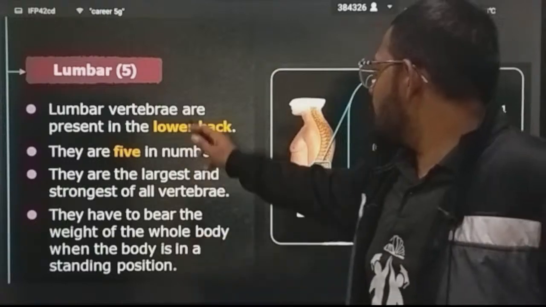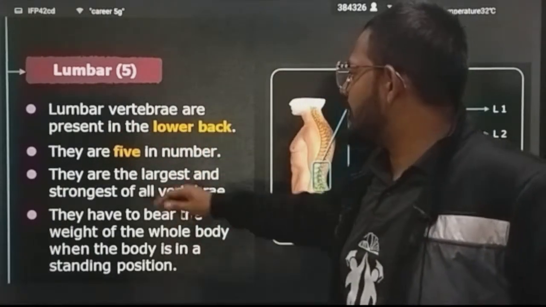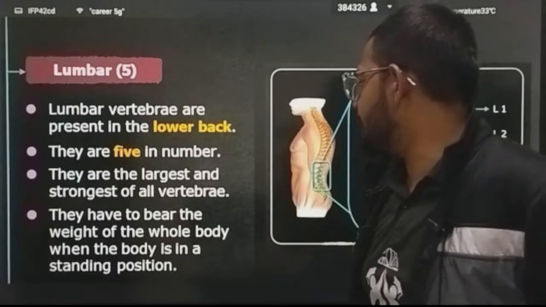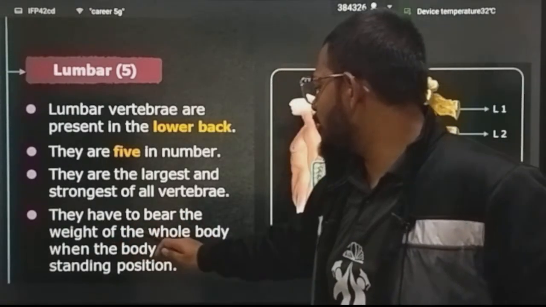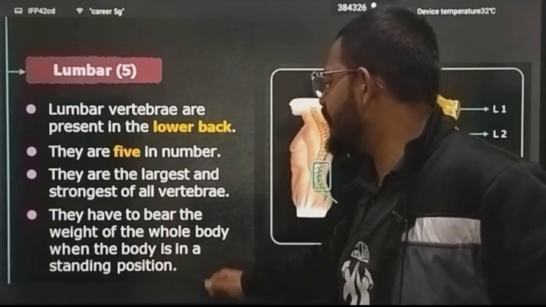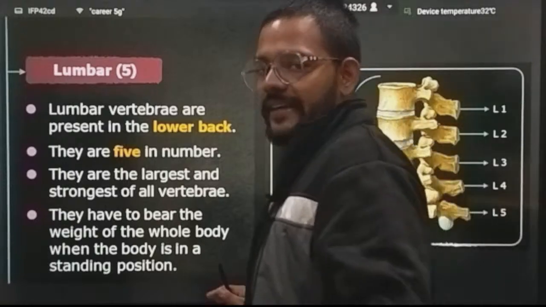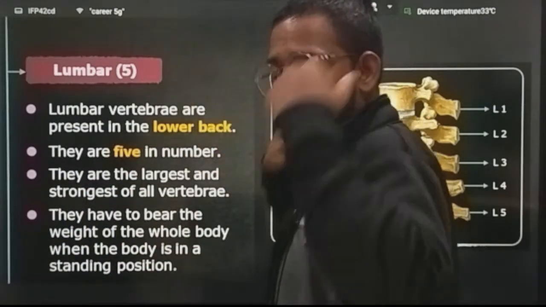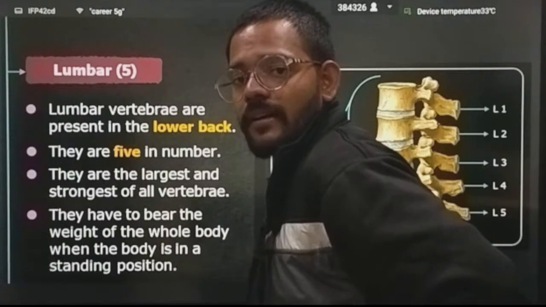Okay, so lumbar vertebrae are present in the lower back. They are 5 in number. They are the largest and the strongest of all the vertebrae. They have to bear the weight of the whole body when the body is in a standing position. Now I am standing still, so the weight of my body is falling on this lumbar region.